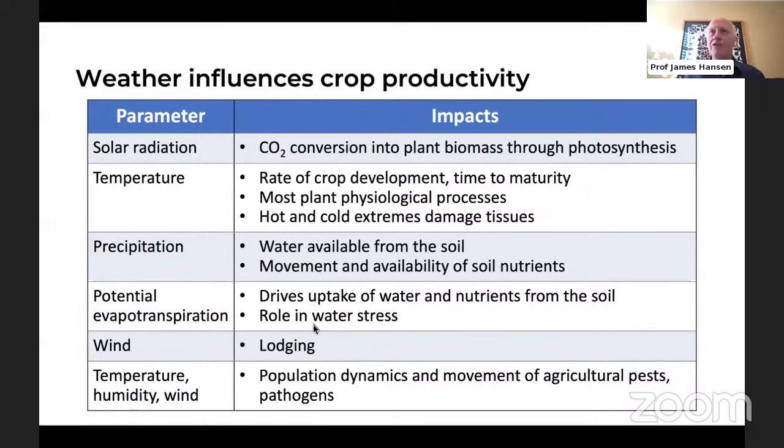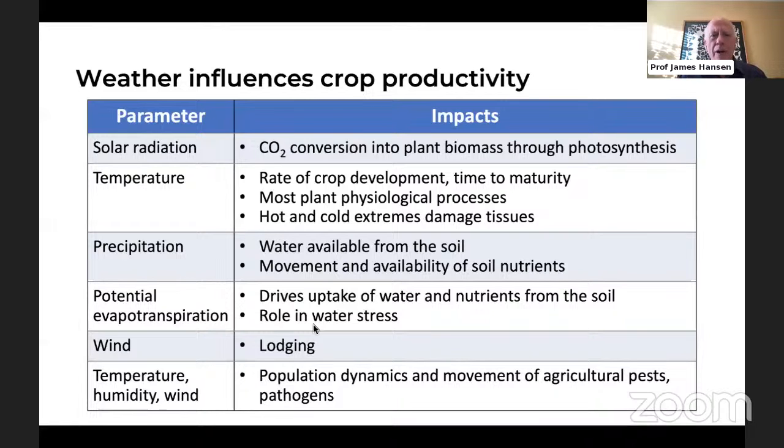So this is not a comprehensive treatment of how weather and climate conditions influence crops and livestock, but just a few examples. So when we talk about climate, the atmosphere, we describe it with a few parameters. I already mentioned several times precipitation or rainfall, temperature. But let's start with solar radiation. That drives photosynthesis, which is a mechanism by which plants convert carbon dioxide from the air into plant biomass, and therefore the products that we eat, that we sell, that we use for so many different purposes.